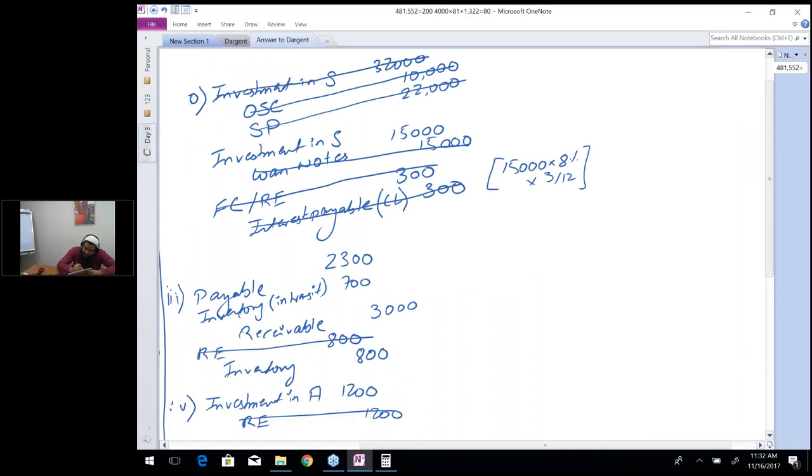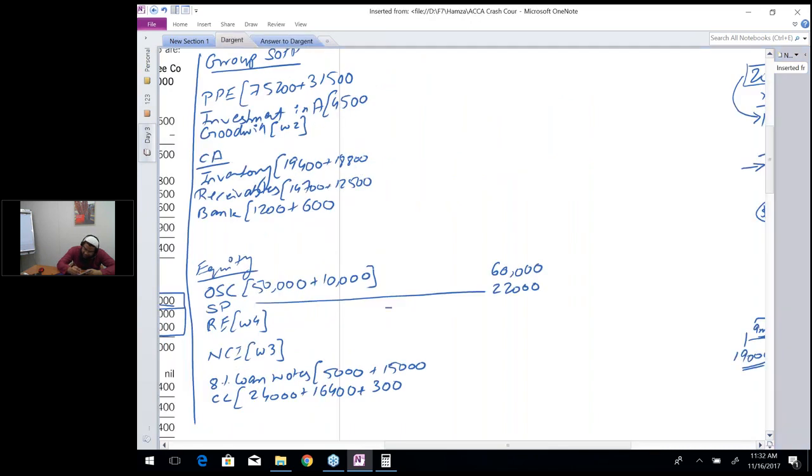Investment in subsidiary has already been included in goodwill. These have been used as a cost in the goodwill. So this will not impact the balance sheet. And then we have debited the payable by 2,300, inventory debit by 700, receivable credit by 3,000. So receivables credit by 3,000, inventory debit by 700, and the payables debit by 2,300.